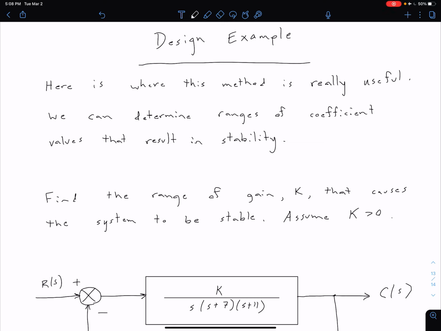Now we're going to look at a design example. And so as I alluded to at the end of the previous video, this is where our Routh-Hurwitz criterion and our Routh table are going to be particularly useful because we're going to be able to determine a range of coefficient values that are going to give us a stable system.